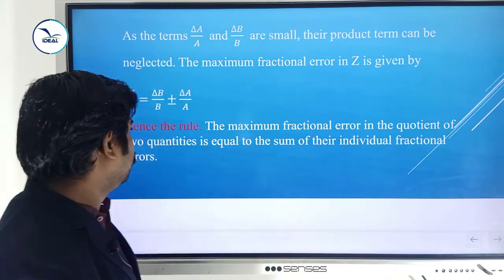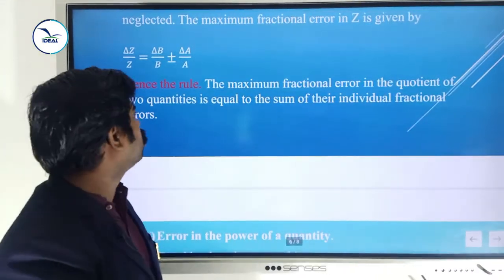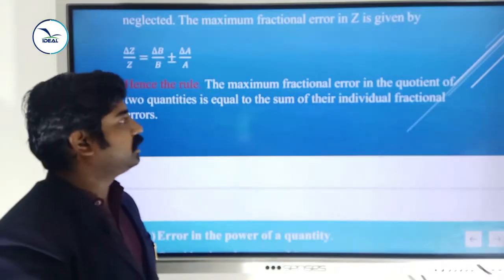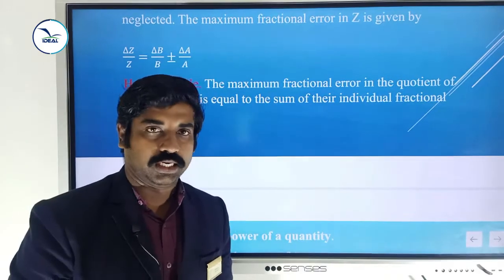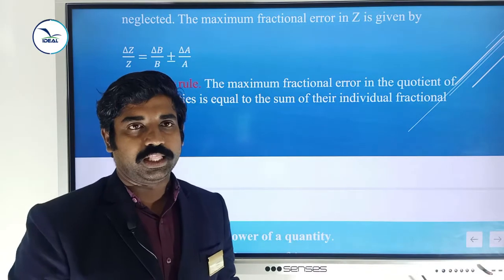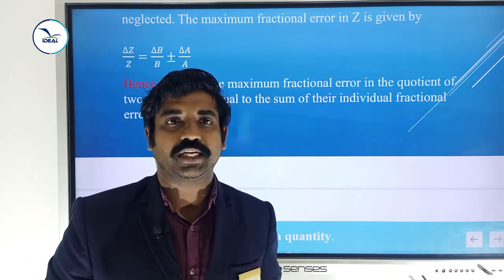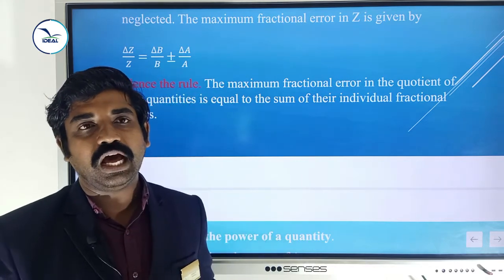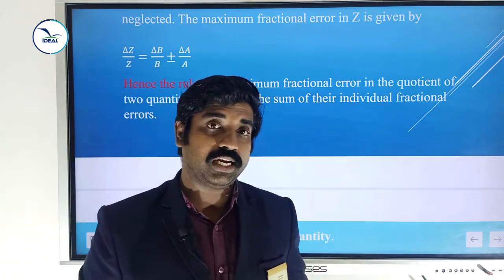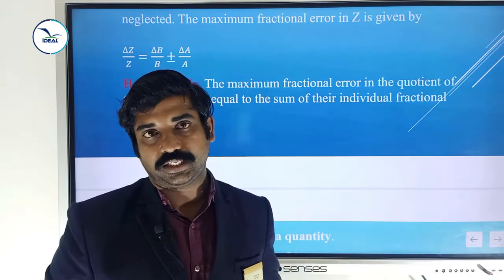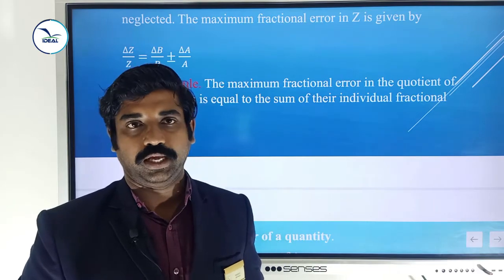Hence the rule: the maximum fractional error in the quotient of two quantities is equal to the sum of their individual fractional errors. So in the case of multiplication and division, relative error is considered, that is, the sum of the relative errors is considered. And in the case of addition and subtraction, we consider the absolute error.